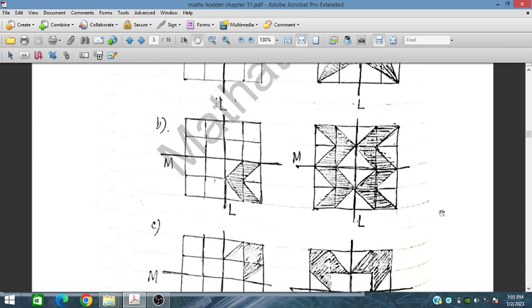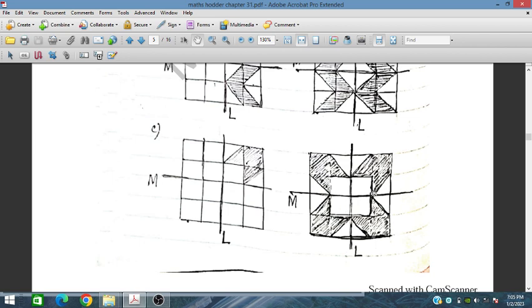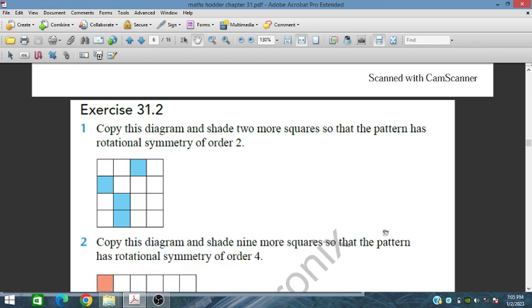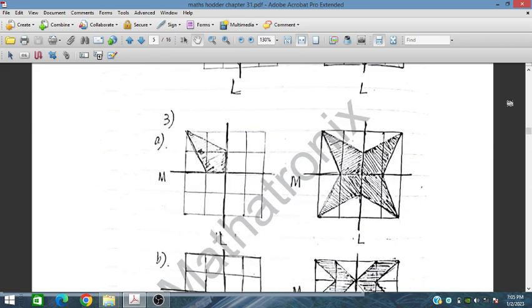Similarly for this, we have this shape, from this symmetry to this. So this is 31.2, a rotational symmetry. So we'll discuss the rotational symmetry.